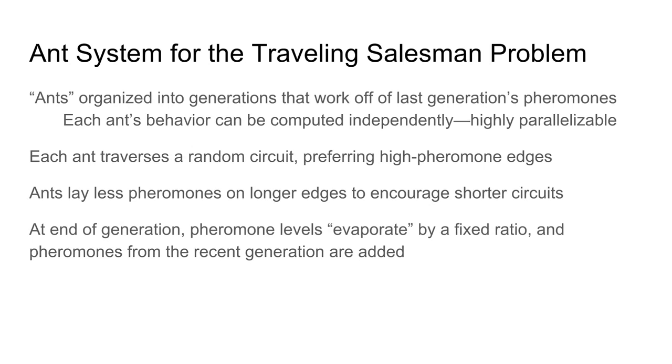Finally, we can return to the traveling salesman problem. We find an approximate solution by modeling ants traversing the graph and laying pheromones along the edges of candidate circuits. The ants are organized into generations, with the ants in a generation using the pheromone levels from after the last generation. This makes modeling the ants within a generation highly parallelizable, since the shared resource is read-only. Each ant traverses a circuit, choosing a random edge at each node, but preferring edges with higher levels of pheromones. Ants also lay less pheromones on longer paths, mimicking the result found with real ants. At the end of each generation, the pheromones from the last generation are reduced by a fixed ratio, and then the pheromones from the recent generation are added.